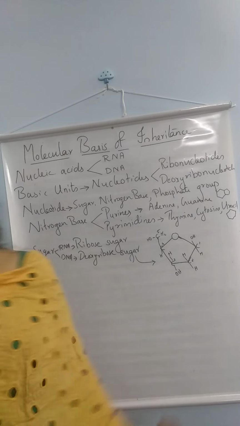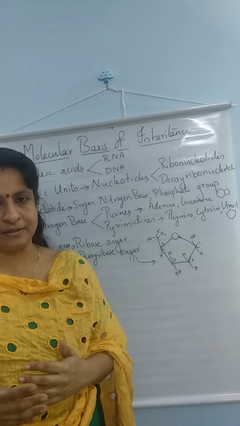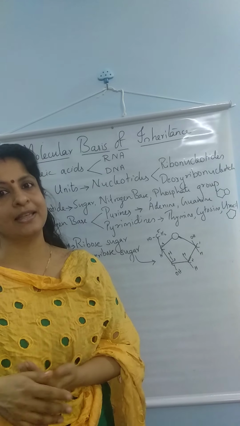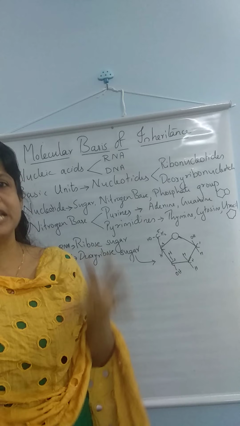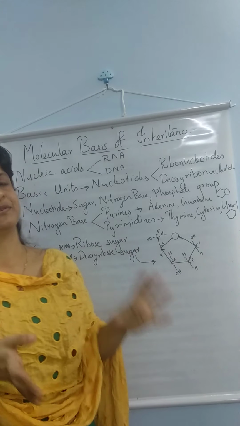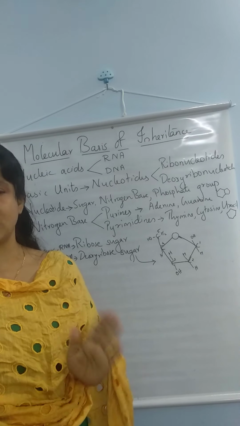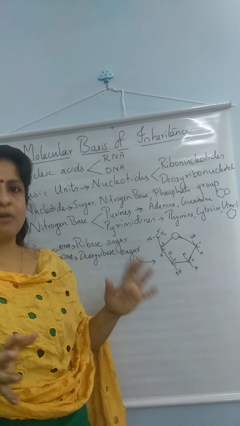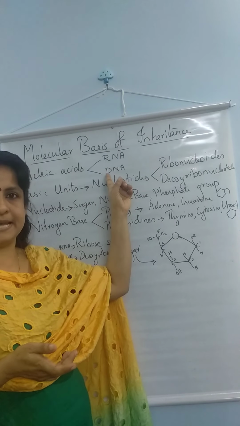So let's start our next chapter, that is molecular basis of inheritance. This chapter is fully about DNA, its structure, then its discovery, then the functional aspects of DNA. So the basic things we need to know about this chapter is, we should know what are nucleic acids. There are two types of nucleic acids in the body of various living organisms. They are RNA and DNA.